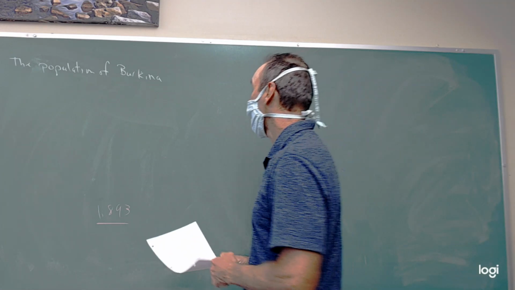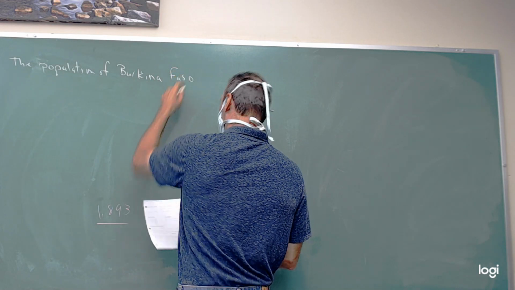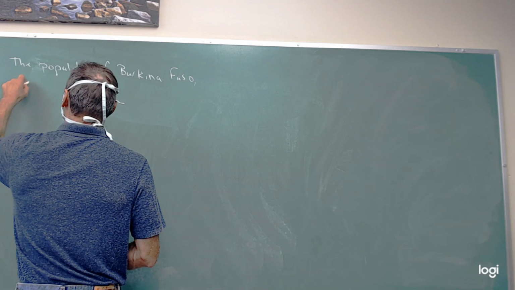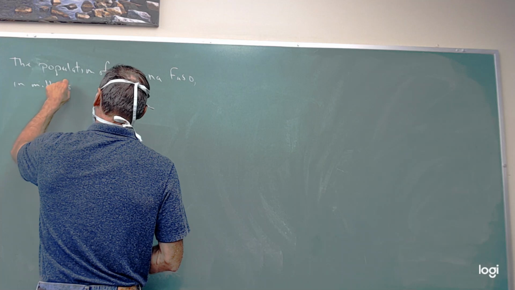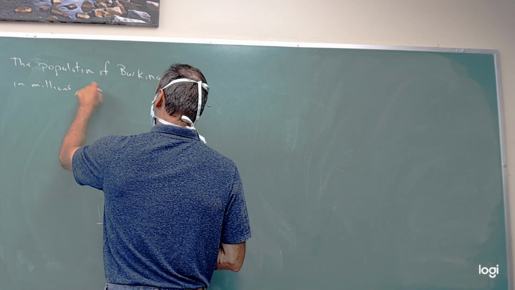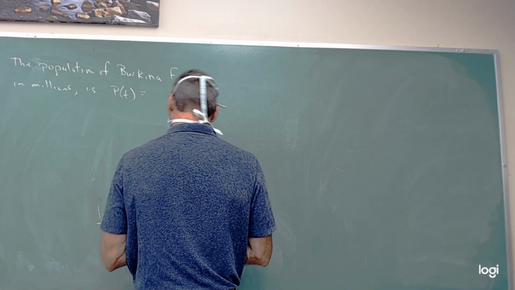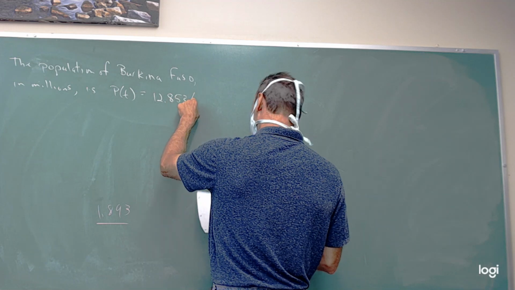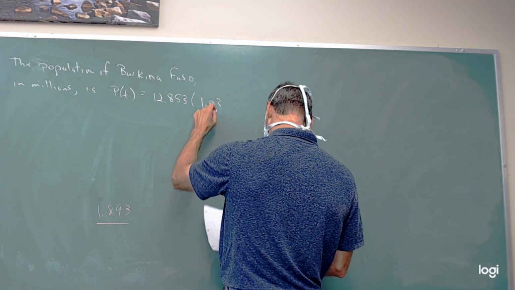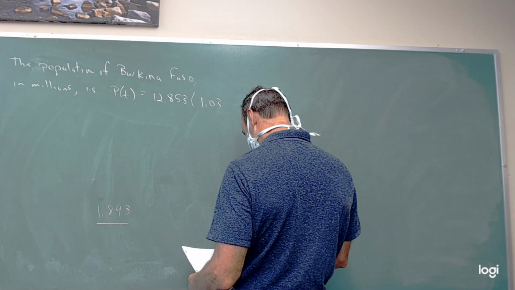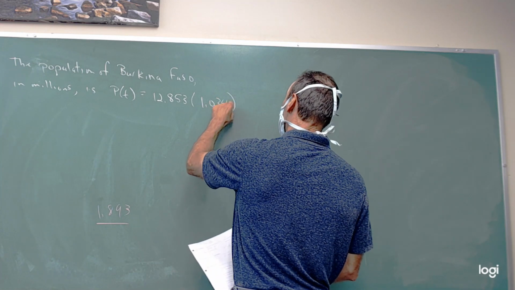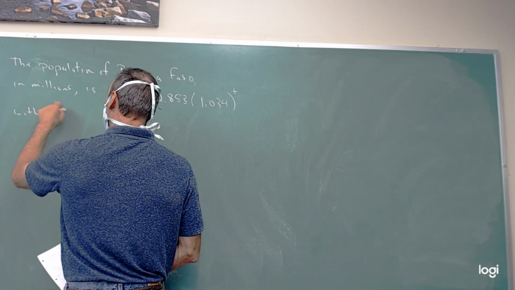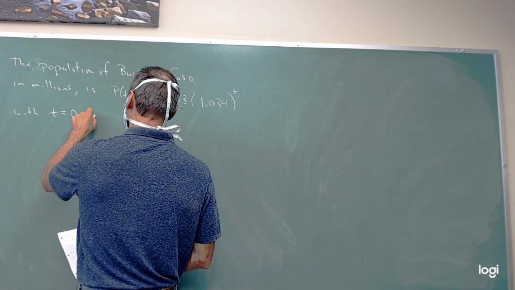Okay, so the population of Burkina Faso in millions is given by this formula, P of t is equal to 12.853 times 1.034 raised to the t power, with t equals 0 in the year 2003.